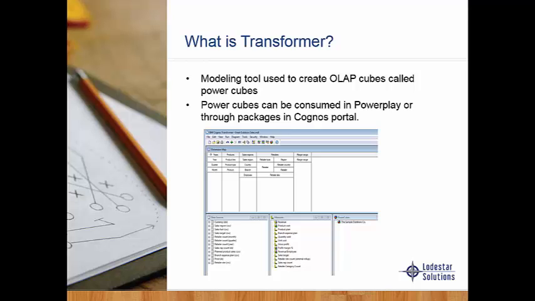So let's jump in a little bit. What is Transformer? Transformer is an older technology modeling tool that is used to create OLAP cubes. Those of you who've used Transformer know that it creates power cubes, and power cubes can be consumed in PowerPlay, which is a product very similar to Analysis Studio, if you're familiar with that in the newer releases of Cognos. It works very similarly. And you can also use the packages in the Cognos portal through Report Studio or any of the other Workspace Advanced and so on.